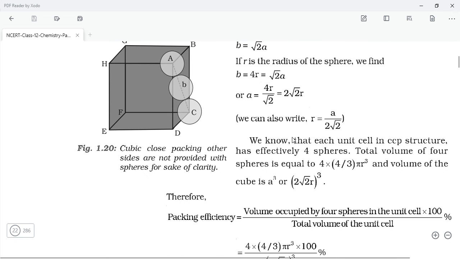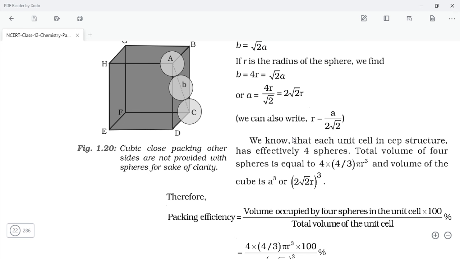We know that each unit cell in the CCP has effectively 4 spheres. Total volume of 4 spheres is equal to 4 into 4 by 3 pi r cube, and the volume of the cube is a cube, or 2 root 2 r whole cube. Packing efficiency is defined as volume occupied by 4 spheres in the unit cell into 100 upon total volume of the unit cell. Now 4 is not a random number.